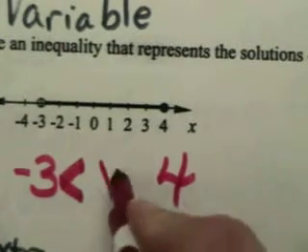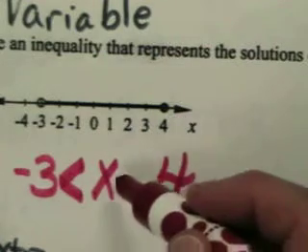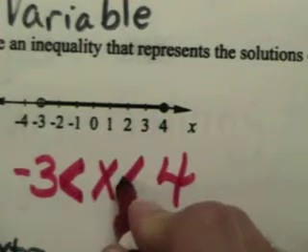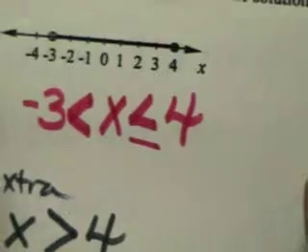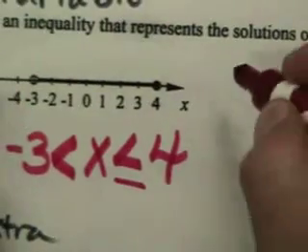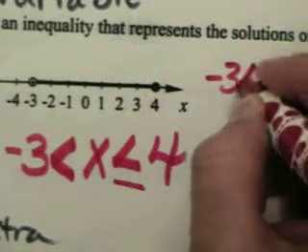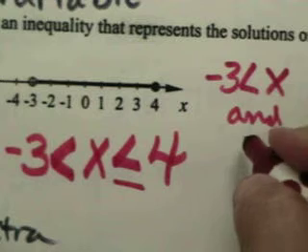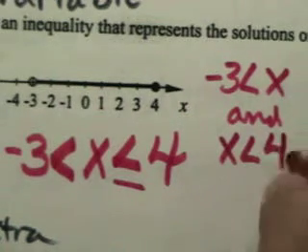Okay, I'm going to put my x in the middle. 4 is on the larger end, but x is going to be less than 4. So I'm going to put less than, and it also has a filled in circle, so I'm going to put or equal to. Sometimes you will see these written as two different inequalities, like negative 3 is less than x, and x is less than 4.